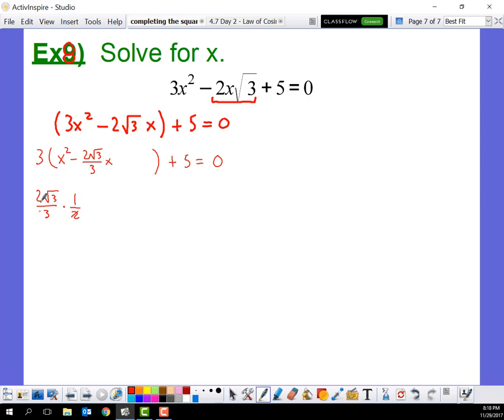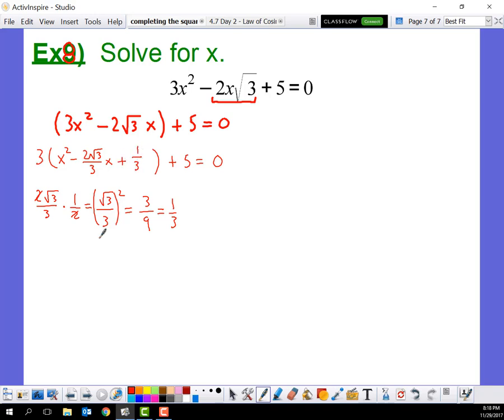Now, when I do that, this works out pretty nicely. I see this 2 and this 2 cancel out. So what I have left over is root 3 over 3. Now, don't make the mistake of thinking that that's what you use to complete the square because you're almost there. You have to square it as well. So we're going to take root 3 over 3 and square it. Root 3 over 3 squared is 3 over 9. Now, 3 over 9 is a fraction that can be simplified to 1/3. Hey, that wasn't as bad as I thought it was going to be.